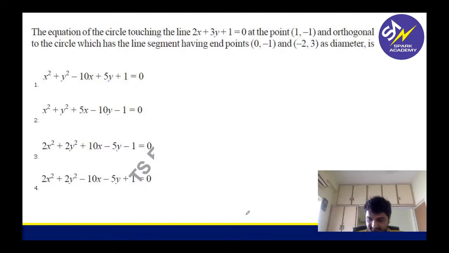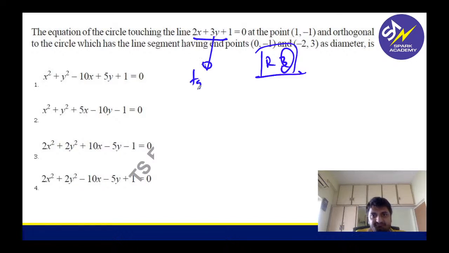Now tell me, guys, this I would say is round 3. Won't solve now. Hint is again IP: a circle touching the line at a point and orthogonal to the circle which has the line segment having the endpoints as diameter. So the orthogonal formula you know, right? So this is basically what? This is basically the tangent. This is basically the point of contact. So using these two, you will get one formula, right?